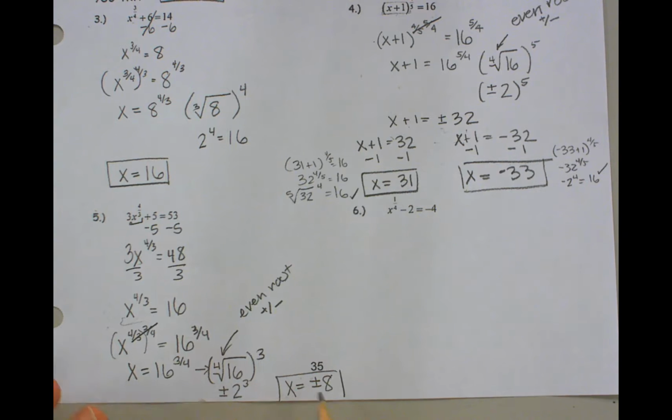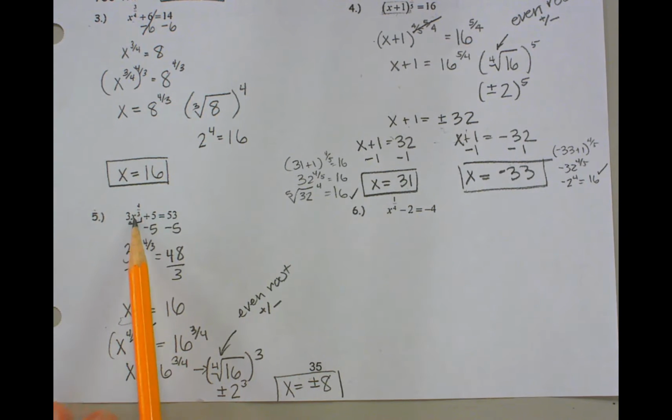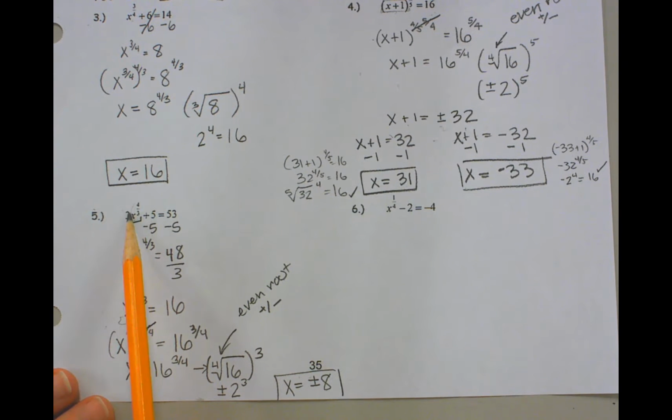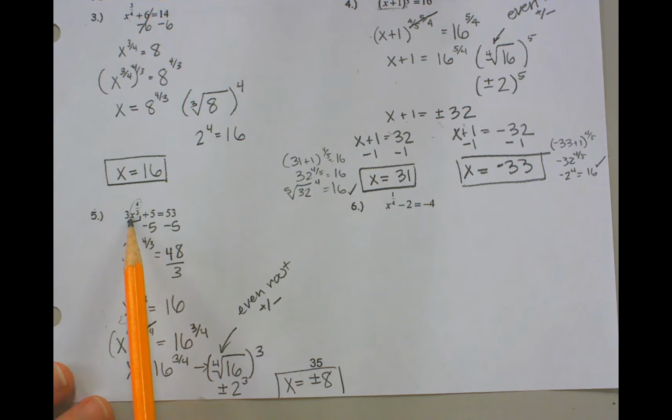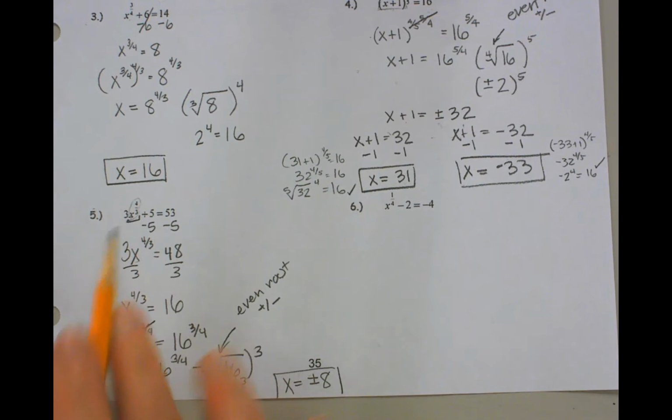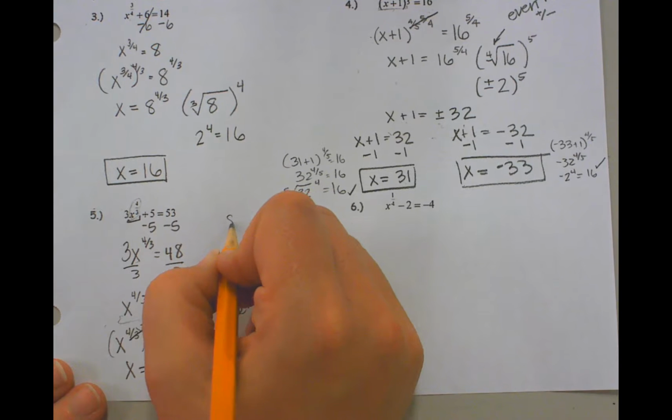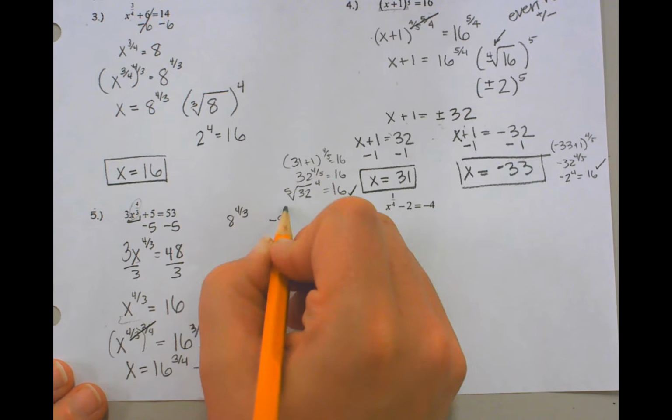Again, we should check that both of these will make a true statement here. Really, we want to just check that this will come out to be a positive value if I put positive or negative 8 in it. So if I have 8 to the 4/3 or negative 8 to the 4/3.